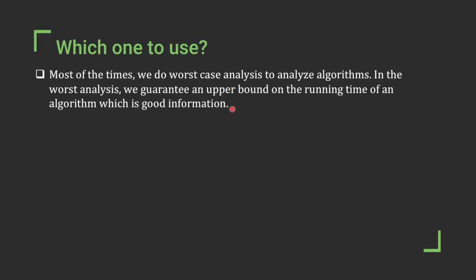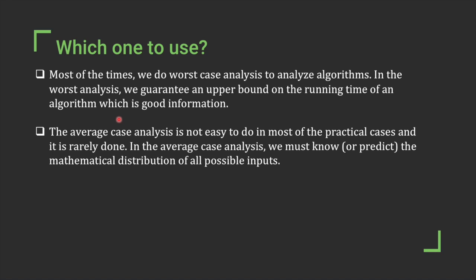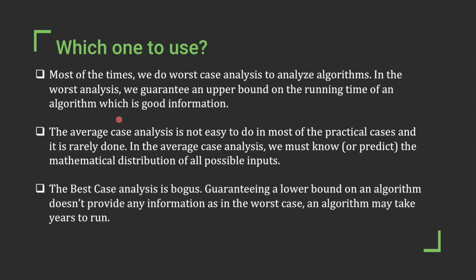Which one to use? Most of the time, we do worst case analysis to analyze algorithms. In the worst case analysis, we guarantee an upper bound on the running time of an algorithm, which is good information. The average case analysis is not easy to do because in most practical cases it is not feasible to know and predict every possible case in the mathematical distribution of all possible inputs. The best case analysis is bogus. Guaranteeing a lower bound on an algorithm does not provide any information, as in the worst case an algorithm may take years to run.